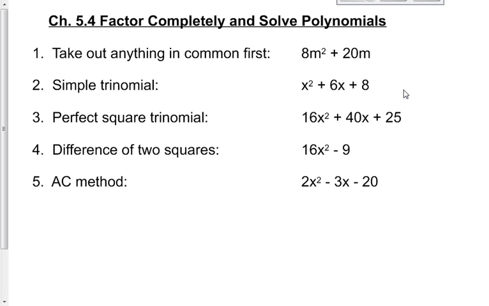Taking out anything in common, that's always the first thing that you should be looking at whenever you try to do any type of factoring of an expression. If you can find something that they've got in common, it makes your life so much easier. You need to get rid of that first.